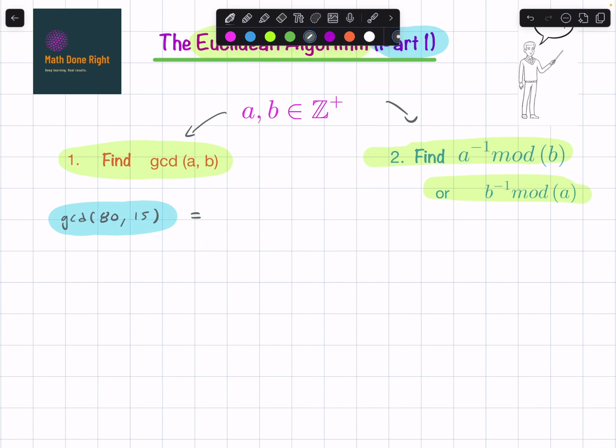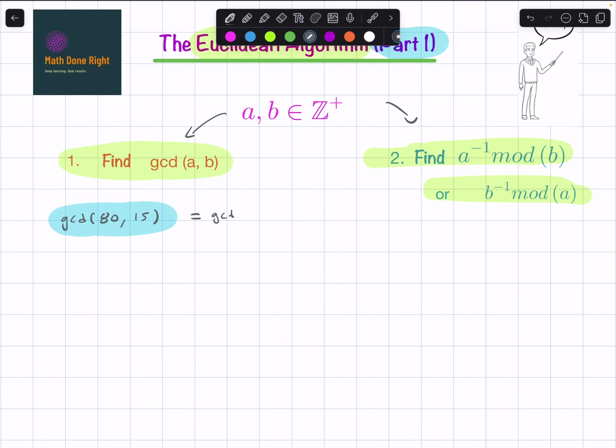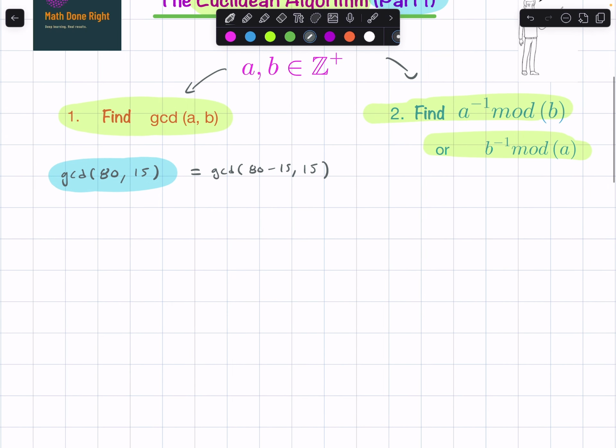Okay, so suppose I want to find the GCD of 80 and 15. The technique is I'm going to subtract the 15 from the 80. The GCD of 80 and 15 is going to be the GCD of 80 minus 15 and 15. And my battery is low. I think we'll make it through the end of the video though. That's okay. And what's the GCD of 80 minus 15 and 15? This is the GCD of 65 and 15. I think 80 minus 15 is 65.